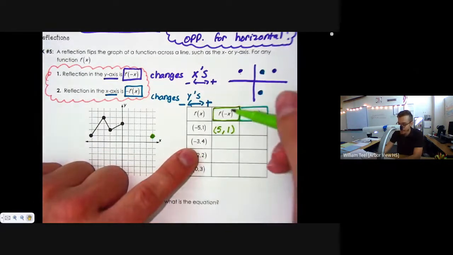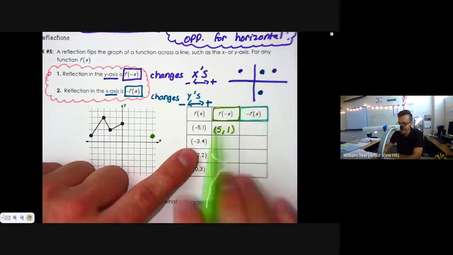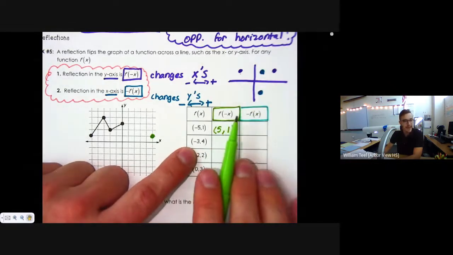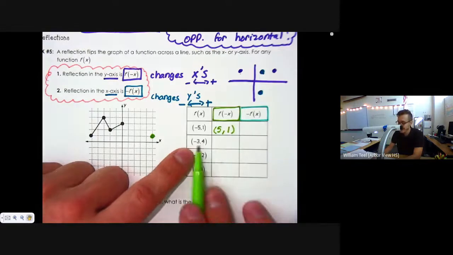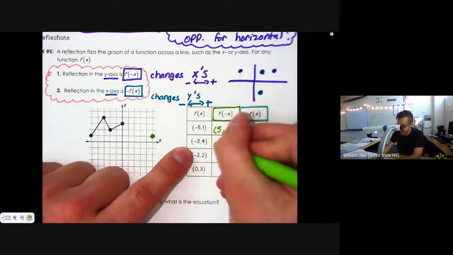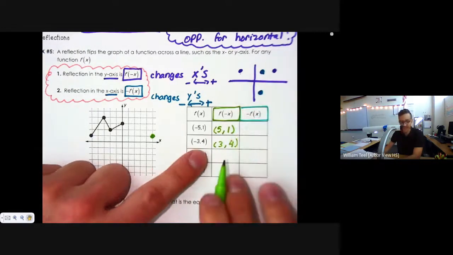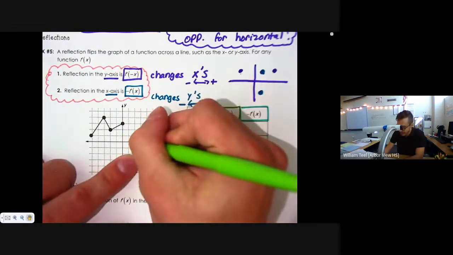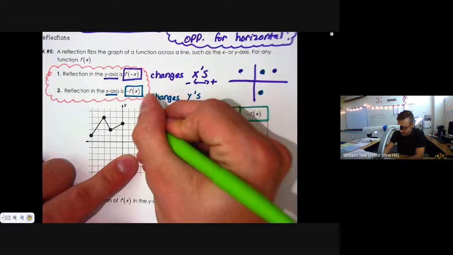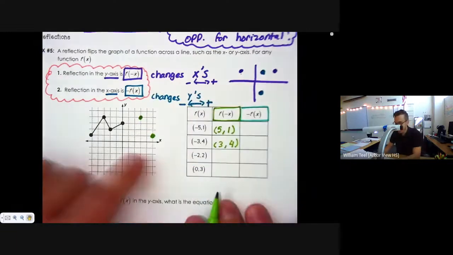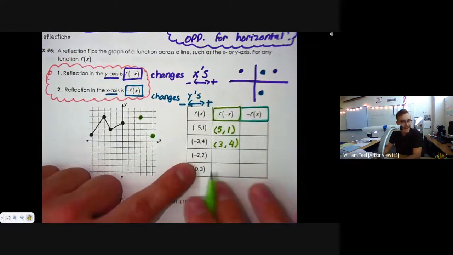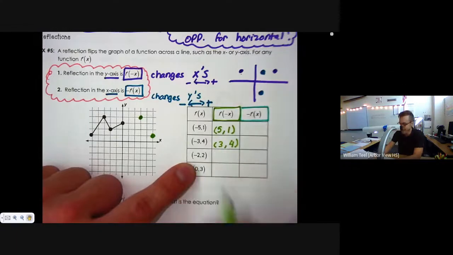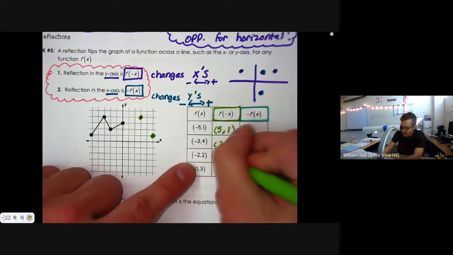Again, I am making a reflection in the y-axis. That means I'm changing my x values from negative to positive, or positive to negative. So this is going to become 3, comma 4. I have just changed the sign of my x coordinate. And that's going to be right here at 1, 2, 3, up 1, 2, 3, 4. Okay, third point, I have negative 2, comma 2. Again, all I'm doing is changing my x value. So this is going to be 2, comma 2.